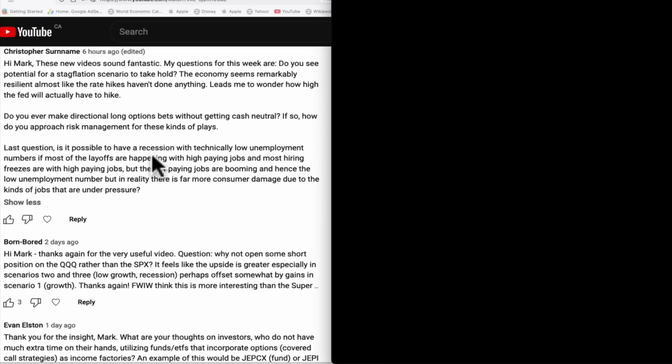Is it possible to have a recession with technically low unemployment numbers? If most of the layoffs are happening with high-paying jobs and most hiring freezes are with high-paying jobs, but the low-paying jobs are booming and hence the low unemployment number. But in reality, there's far more consumer damage due to the kinds of jobs that are under pressure. I don't know that it would be classified as a recession if you don't get an increase in unemployment. I don't think that the dating committee would look at that and say, that is a recession. I think they'd say, well, you have the technical footprints of a recession, but it's not a recession.